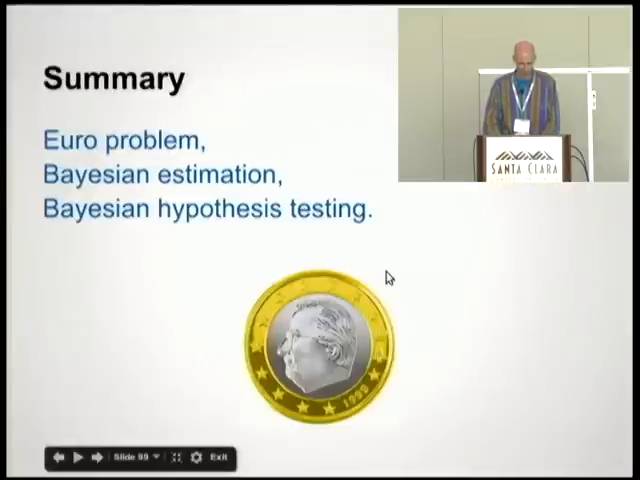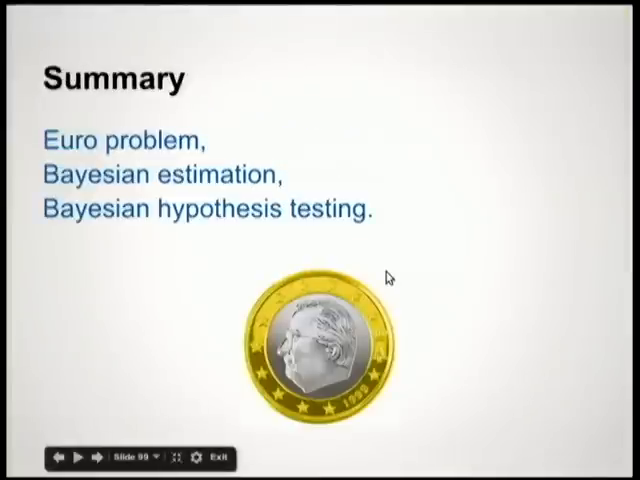Okay. So where we are so far, we've done the Euro problem, we've done Bayesian estimation, and we've done Bayesian hypothesis testing. That, by the way, is the Belgian Euro coin. We're not going to take another break. Sorry. I think we might have one more break before we're done.